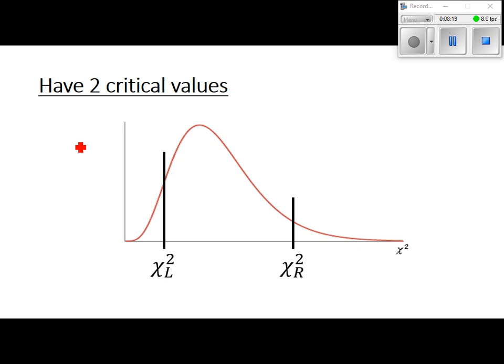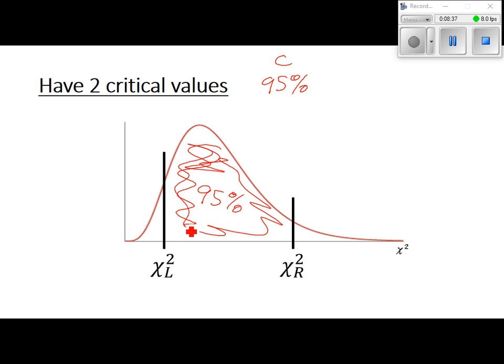With chi-square, you always have 2 critical values. So we're going to be looking at something that says like 95%, or C, our confidence interval is going to be 95%. Well, we want 95% of the area to be in here. So we need a critical value on the left end and a critical value on the right end. And that's what these stand for. This is chi-square with a subscript L, and chi-square with a subscript R, for your left and your right critical values.